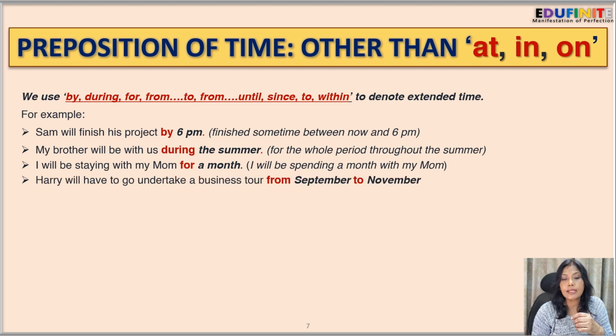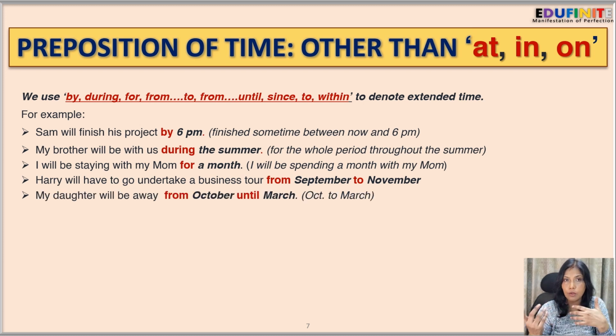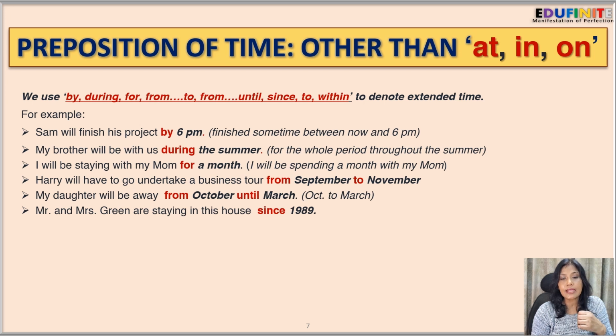Henry will have to undertake a business tour from September to November. So, this is a period where he has to take a business tour. My daughter will be away from October until March. That means from October to March, my daughter will not be staying with us, will be away from home. Mr. and Mrs. Green are staying in this house since 1989. So that means Mr. and Mrs. Green have moved here in 1989 and since then are still living over here.